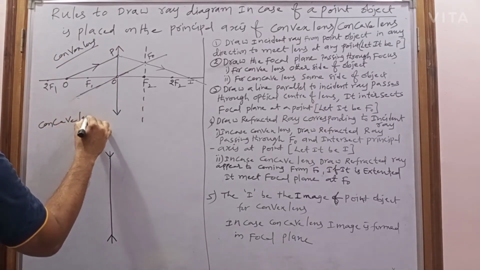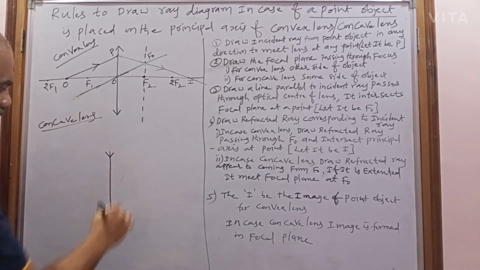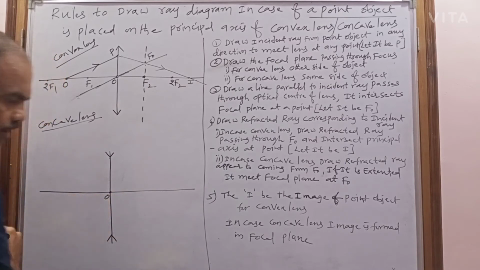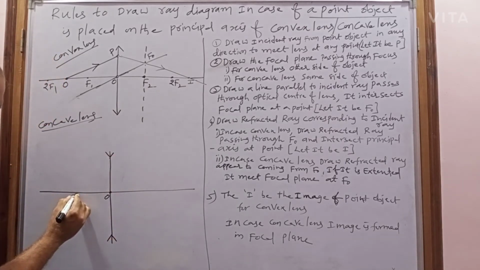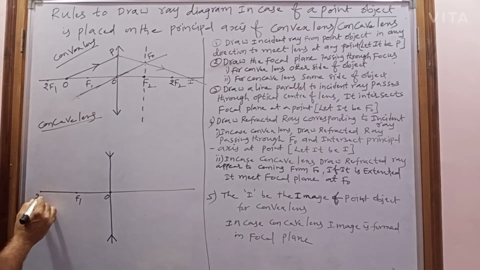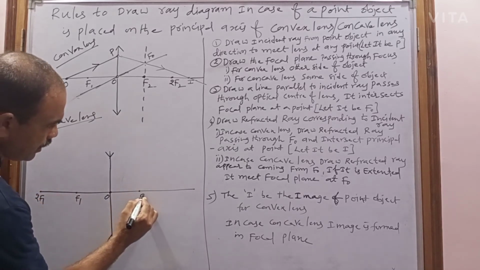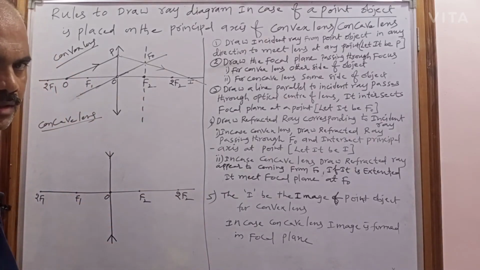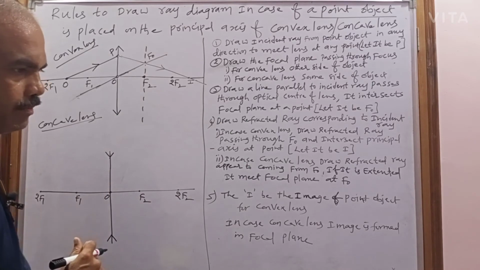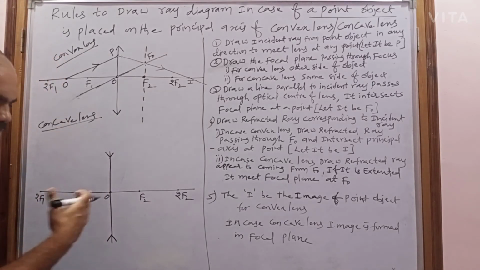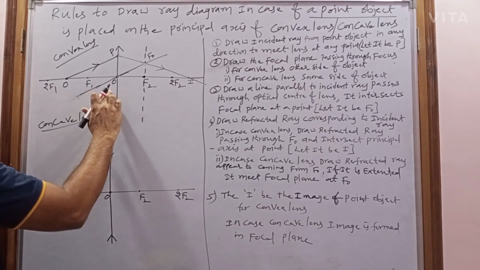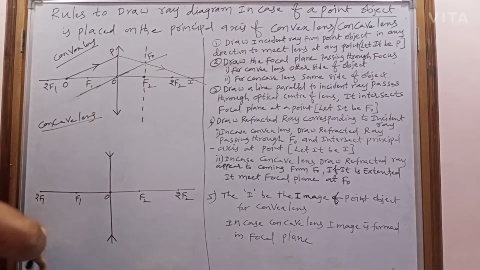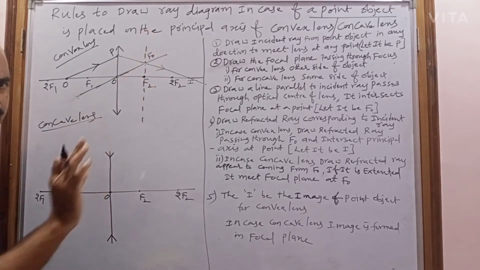Now this is a concave lens. Consider this is the principal axis, and this is the optical center of this concave lens. Now this is f1, this is 2f1, this is f2, and this is 2f2. The same rules we have to follow, but the refracted ray will appear to be coming from a point, and while drawing the focal plane, it must be on the same side of the object, but in case of the convex lens, on the other side of the object. In case of the concave lens, you have to draw the focal plane on the same side of the object. These are the differences.